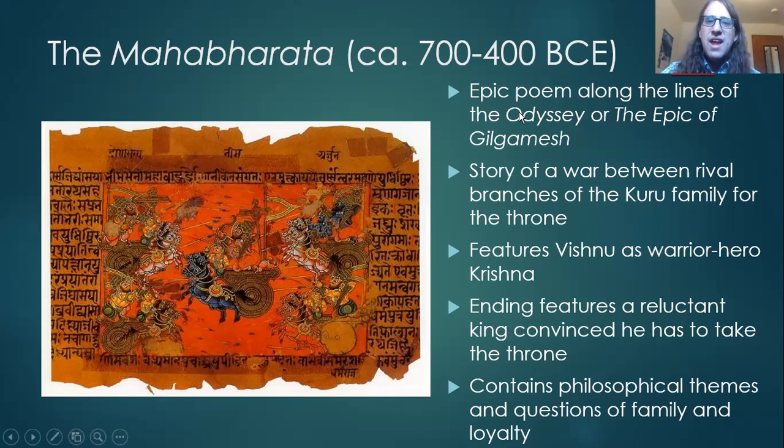And this is an epic poem. We're going to see some other epic poems, like the Epic of Gilgamesh was one that we looked at in the context of Mesopotamia. The Mahabharata features Vishnu in his form of Krishna. So Krishna is maybe most known from this story. Some of his greatest deeds appear in this story, but he's not exactly the protagonist. He's more like one of the heroes who are involved in the story.